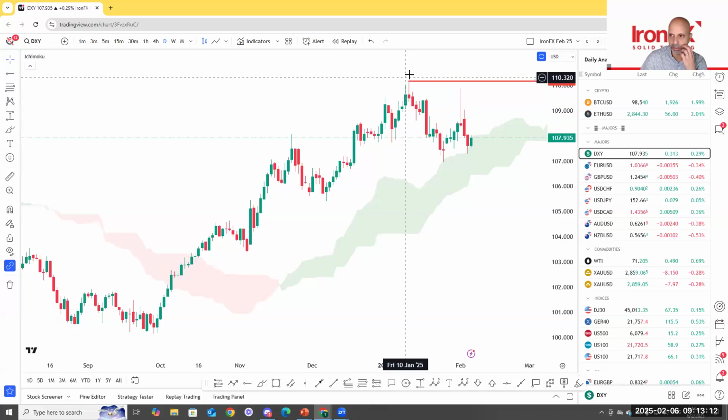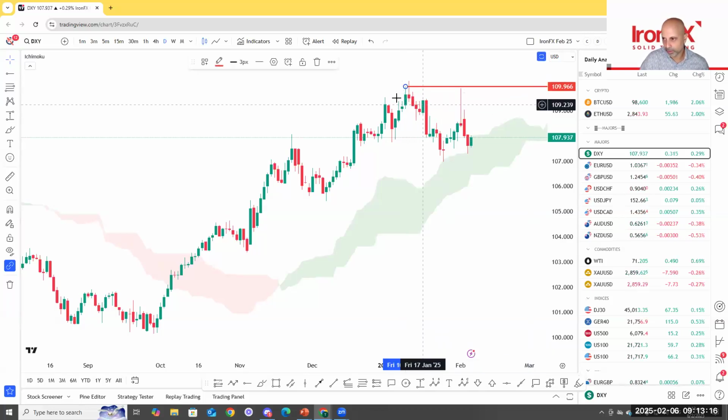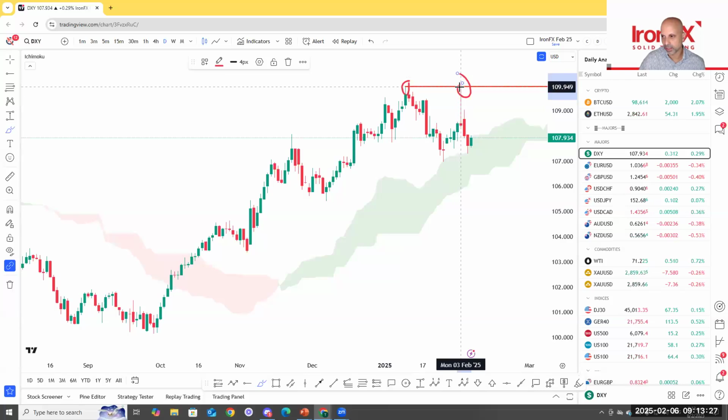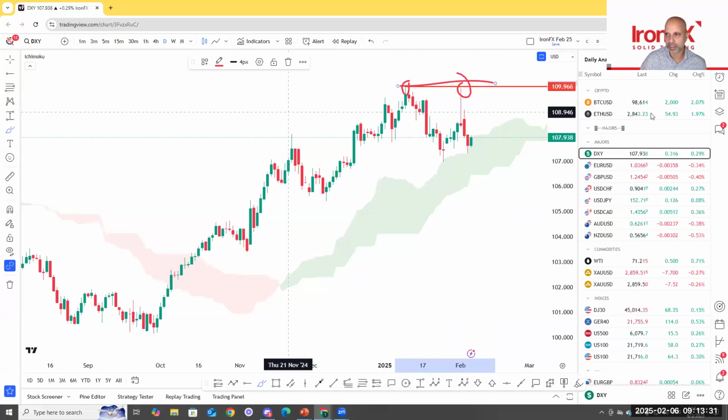With regards to the support and resistance levels, one of the resistance levels can be identified at 109.96. We see a swing high taking place here on 10th of January, and another resistance here on the 3rd of February. So this creates a multi-swing high resistance at 109.96.